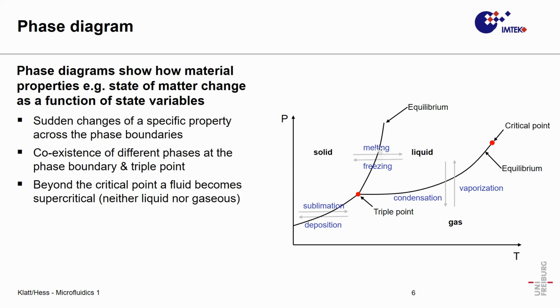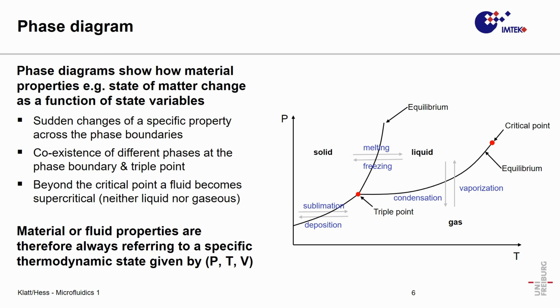And of course, where the three lines intersect, you have a triple point. So at exactly this point, your substance is present as a solid, a liquid, and a gas. And the other point that is quite important is the critical point, which is somewhere here. And beyond that critical point, meaning at higher temperature or higher pressure, a fluid becomes supercritical, and then it's neither liquid nor gaseous, it's kind of undefined.